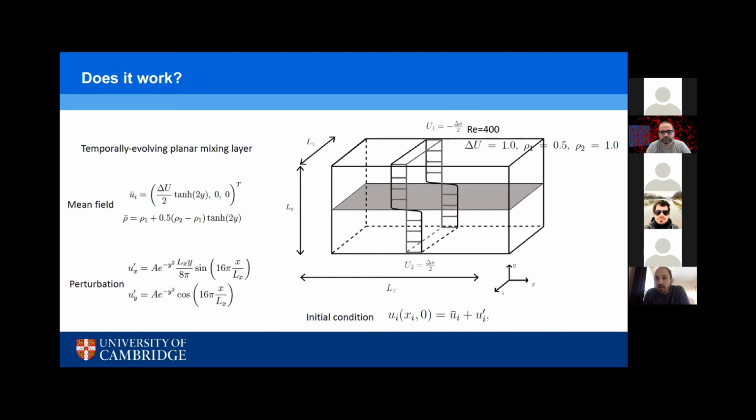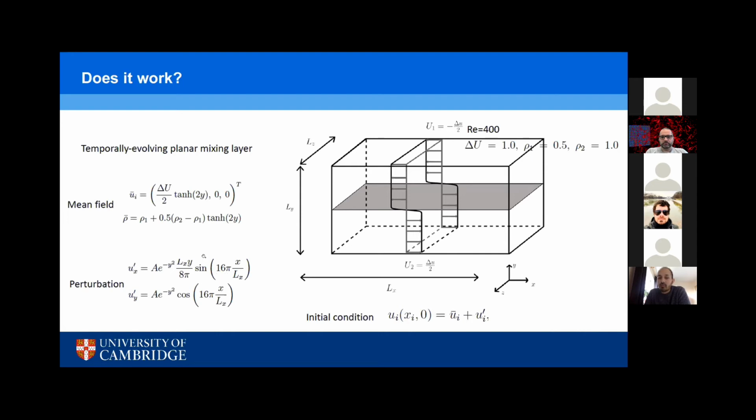So does it work? We implemented this. Now, the most important thing for an adjoint solver is to check that it actually works. So the case that we'll be using is a temporally evolving planar mixing layer at a Reynolds number arbitrarily defined as 400. So the mean field is just a standard tanh profile. We allow for variable density effects by including a mean density gradient. And we superpose some divergence-free perturbations on top of this mean flow.